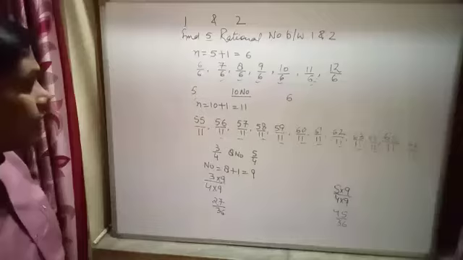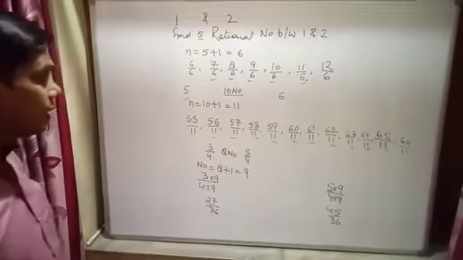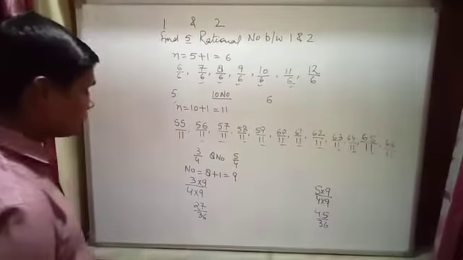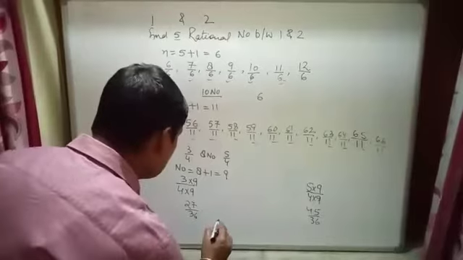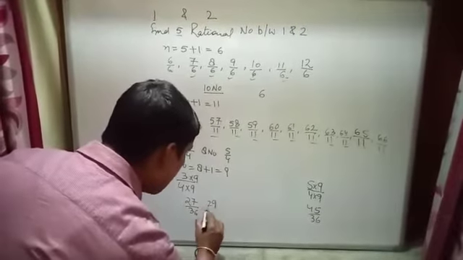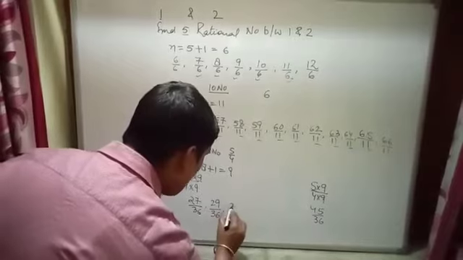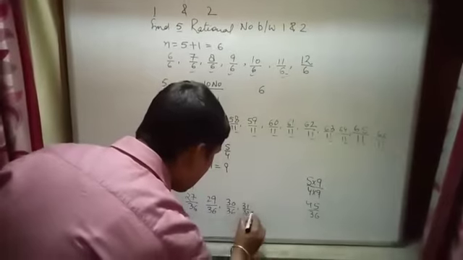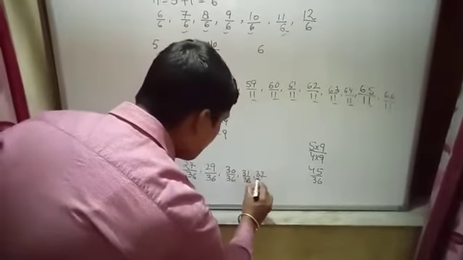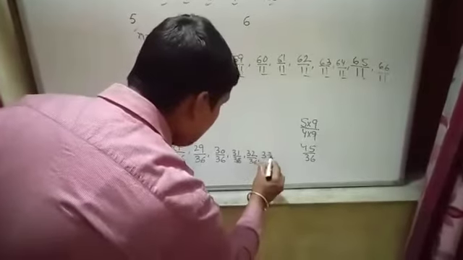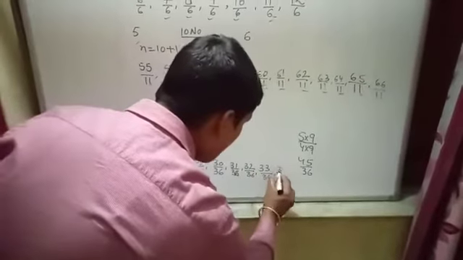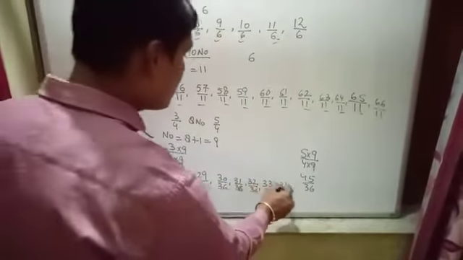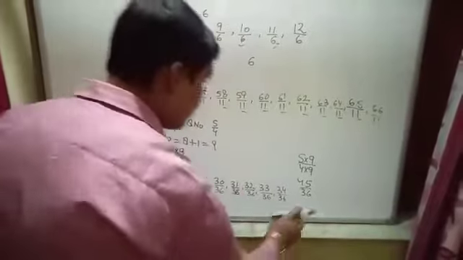You want to find the 8 numbers between them. Write the 8 numbers between these numbers: 28, 29, 30, 31, 32, 33, 34 by 36. How many numbers? 1, 2, 3, 4, 5, 6, 7 and 8.